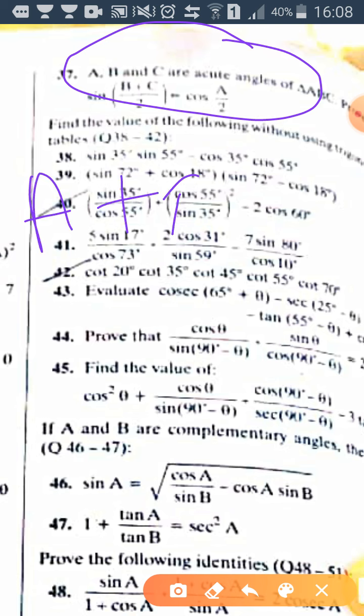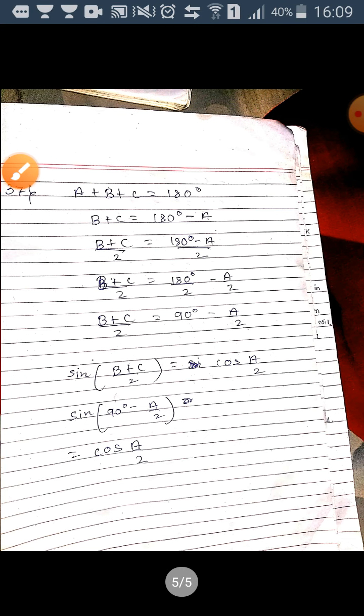They have asked you to prove this thing, where sine of (B plus C) by 2 is equal to cos A by 2. So let's do this. Since A, B and C are angles of the same triangle, can't we write that A plus B plus C is equal to 180 degree? That is the rule which you have been learning since class 6. This is the thing with which you are going to solve the sum.